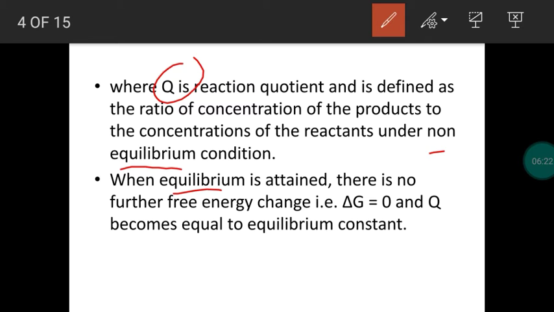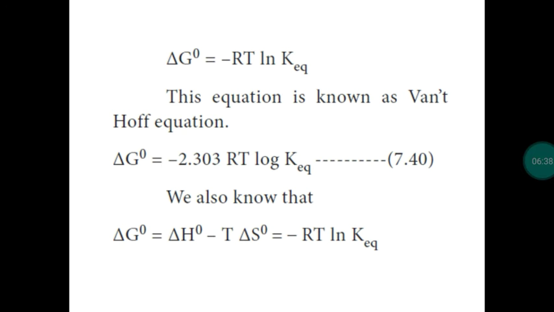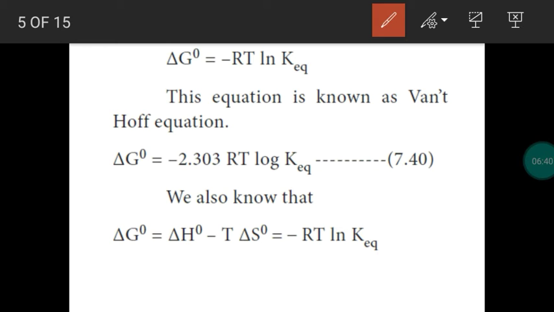The same way, free energy value will also be minimum. That means zero. So free energy change will be zero for a reversible equilibrium process. So instead of Q, we have to substitute K, equilibrium constant. So delta G is equal to 0. Then delta G naught is equal to minus RT ln K.